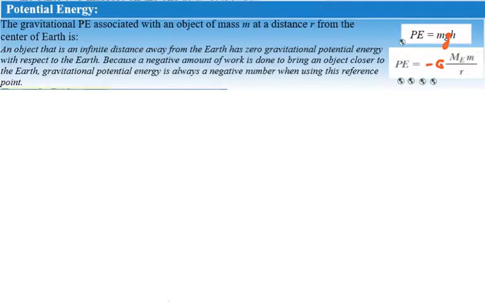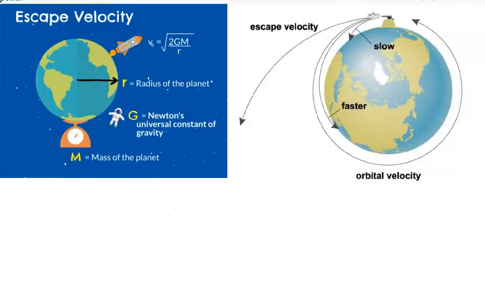And the negative sign explains, like I explained, how when you move the object farther away, it gains potential energy, and when it gets closer, it loses potential energy. To keep that sign positive or negative correctly, you have to add that negative sign over there. Here's another concept that we're going to be dealing with in this lesson.